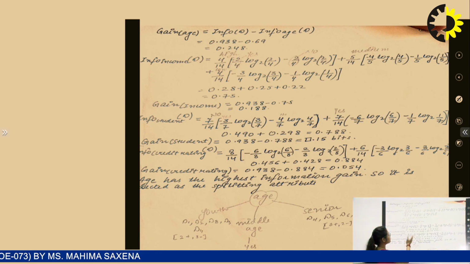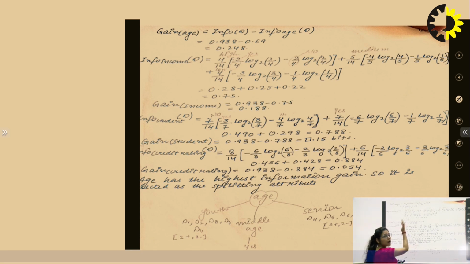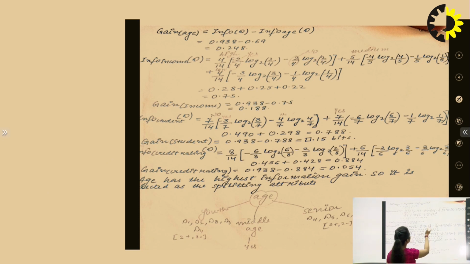For income, we have 3 attributes: high, medium, and low. We have 4 values for high, 5 values for medium, and 4 values for low. After that we check, for high, the respective class attribute: 2 is yes and 2 is no. In medium, 4 is yes and 1 is no. And in low, 3 is yes and 1 is no. According to the formula, we calculate this, 0.75 is the value. After that, we again calculate the gain.